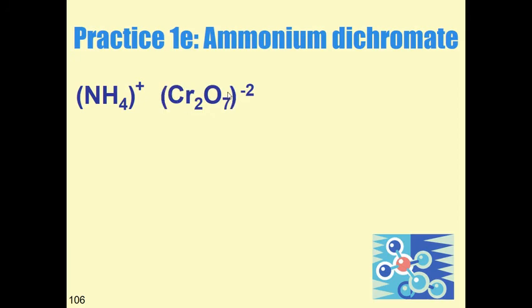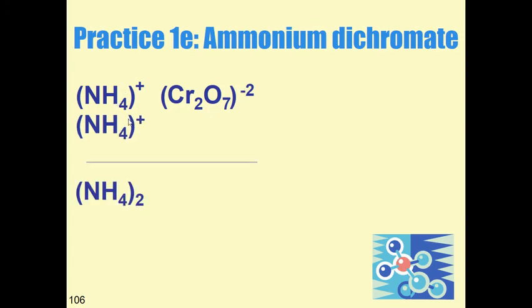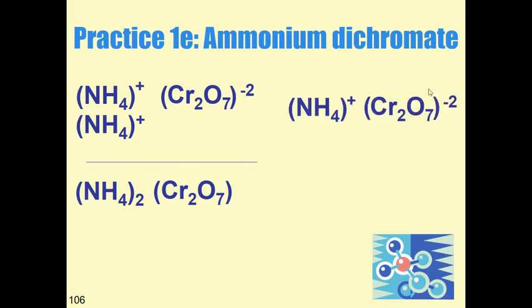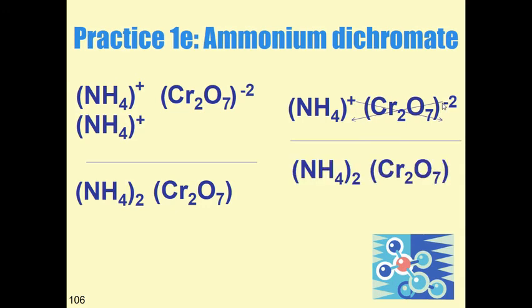It's Cr2O7. Put those parentheses around them. We need to balance our charges. We have a -2 here, so we're going to need 2 of these. 2 of these, 1 of those. Or you can crisscross. Again, treating it as a unit. Let's get those parentheses in there. This 1 goes here. That 2 goes there. So you end up with (NH4)2Cr2O7.